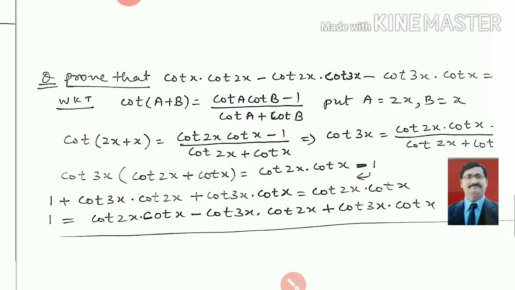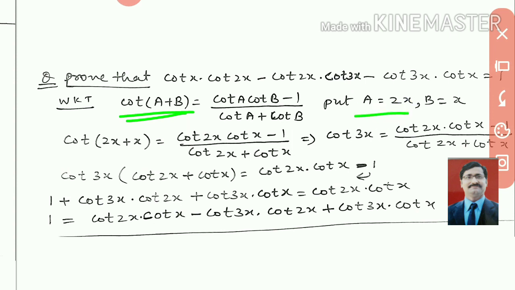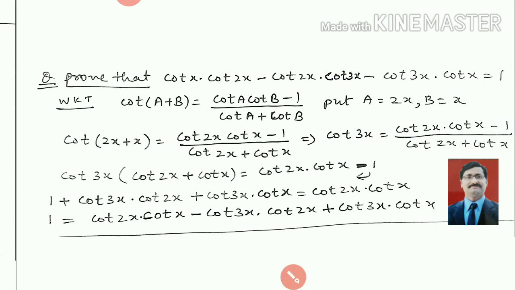Look here, same as it is, we have to prove cot x into cot 2x minus cot 2x into cot 3x minus cot 3x into cot x equal to 1. Here we will use this formula that cot(a + b) equal to cot a cot b minus 1 upon cot a plus cot b, and here you will put a equal to 2x and b equal to x. We will get cot(2x + x) equal to cot 2x into cot x minus 1 upon cot 2x plus cot x. Now place this, we will get cot 3x, and right hand side we get as it is cot 2x cot x minus 1 upon cot 2x plus cot x.